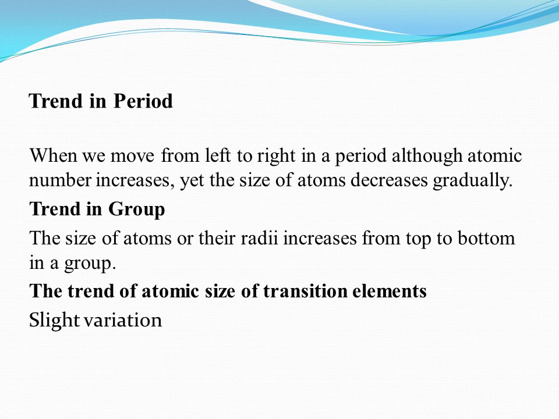Now, the trend of atomic size of transition elements. The trend of atomic size of transition elements has slight variations. When we consider the series in a period, the atomic size of elements first reduces, or atoms contract, and then there is an increase in it when we move from left to right in the fourth period.